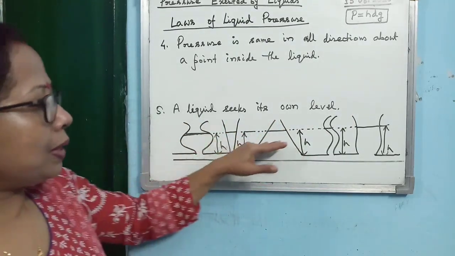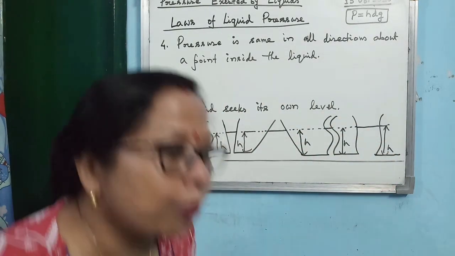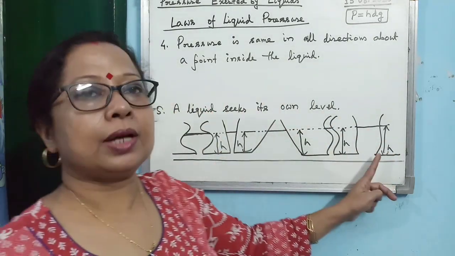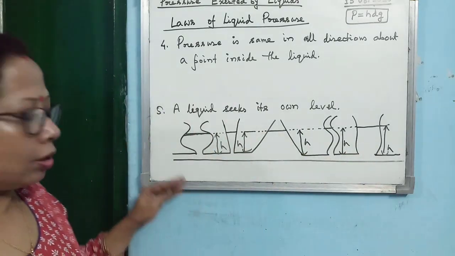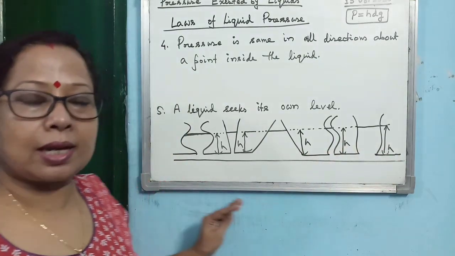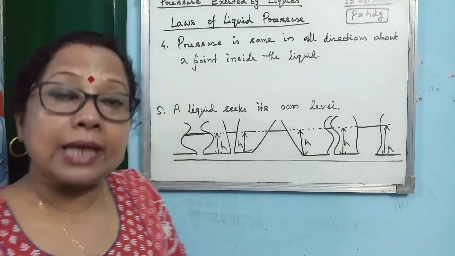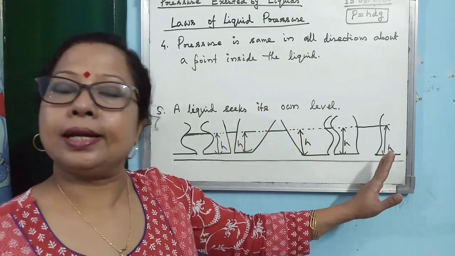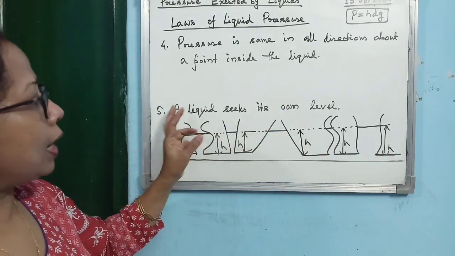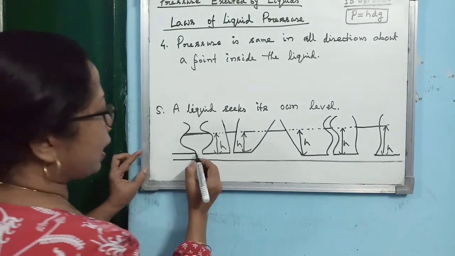Whatever be the base area of the container, whatever be the shape of the container, if you pour liquid into interconnected containers like this, then the height of the liquid level will be the same for all the containers. This is the meaning of a liquid seeks its own level. Now why is it happening? Let us try to find out.